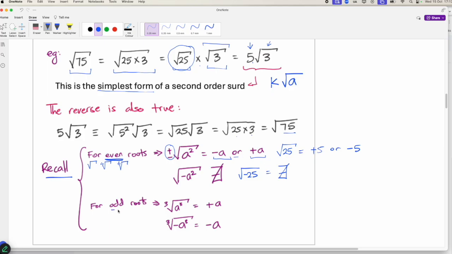For odd roots, however, we can have the cube root of a cubed, and that will be plus a. And then the cube root of minus a cubed will be minus a. So I could have the cube root of 125, and that will be plus 5. Or I could have the cube root of minus 125, and that will be minus 5. So for odd roots, you can have a negative inside the root sign.